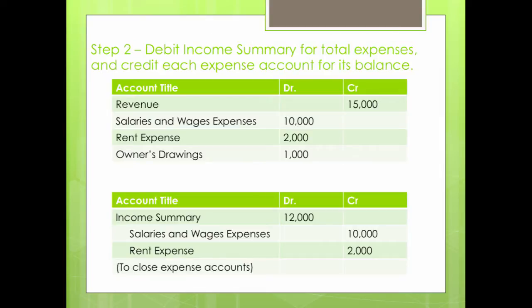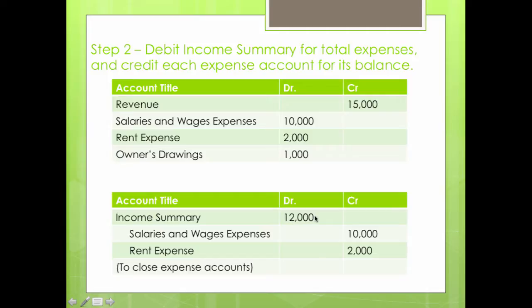The second step is to debit the income summary account for the amount of total expenses. So in this example, we have 2 expense accounts: the salaries and wages expenses and the rent expenses. Both of these expenses total $12,000. We have $10,000 for salaries and wages and $2,000 for rent expenses. Therefore, what we have to do is debit the income summary account for $12,000.